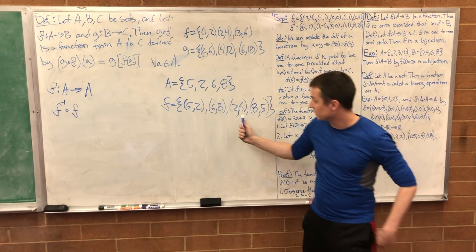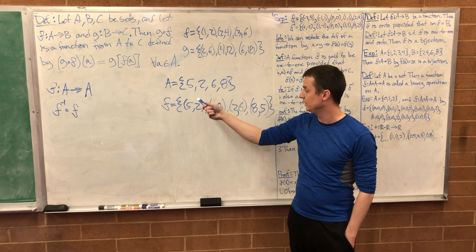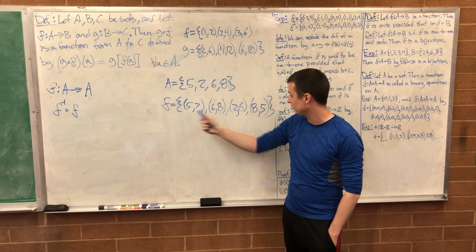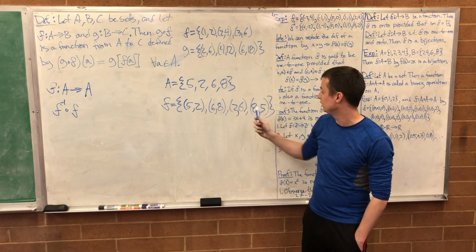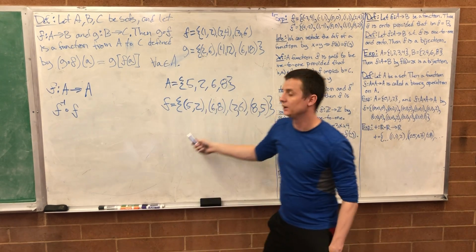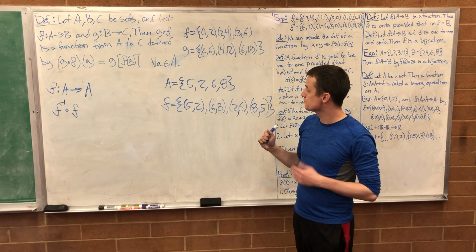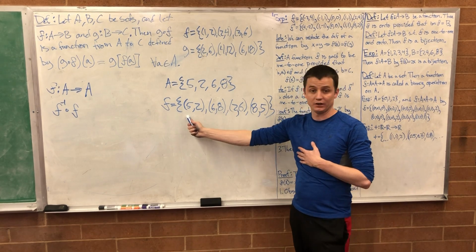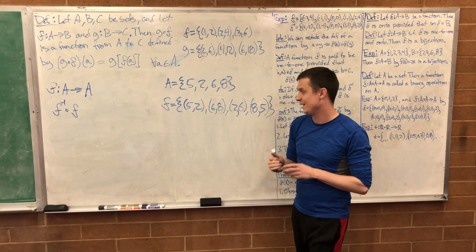Remember, for it to be a function from A to A, it has to have every element in A as a domain. So it had to use 2, it did. It had to use 5, it did. It had to use 6, it did. It had to use 8, it did. And we want the inverse to also be a function, so I needed to make sure it was a one-to-one function. This is a subset of A cross A. F inverse compose F: is that A cross A?